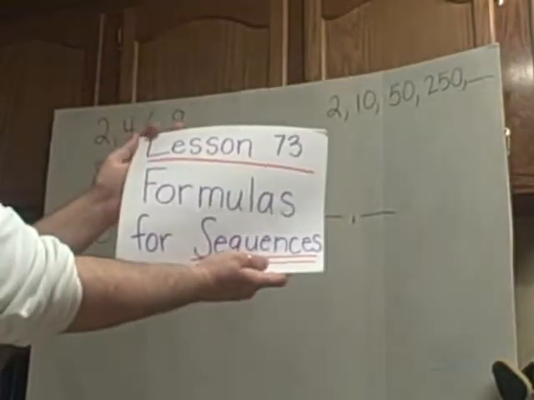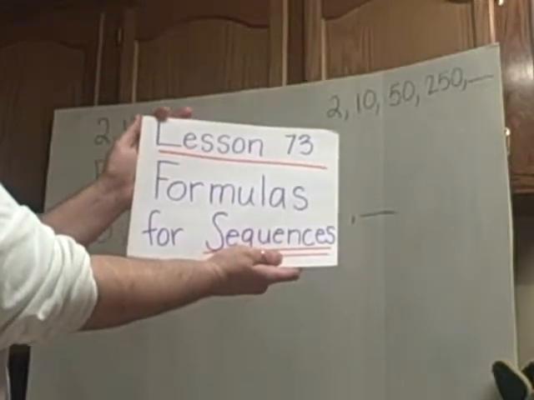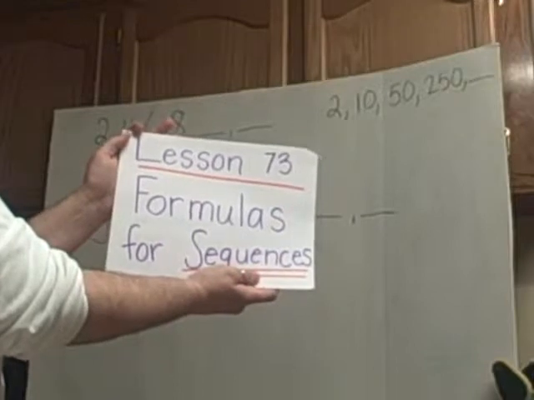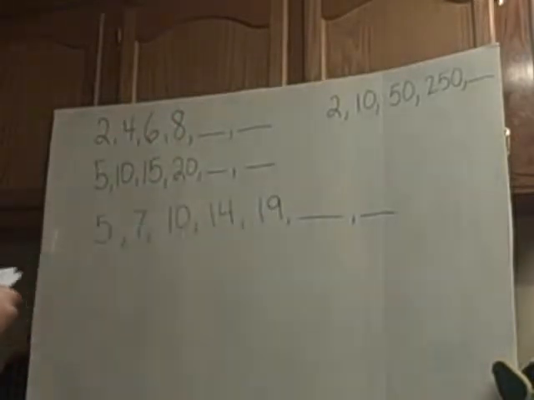Today's lesson is lesson 73, formulas for sequences. Let's remind ourselves what a sequence is. A sequence is an ordered list of numbers that follow a certain rule.